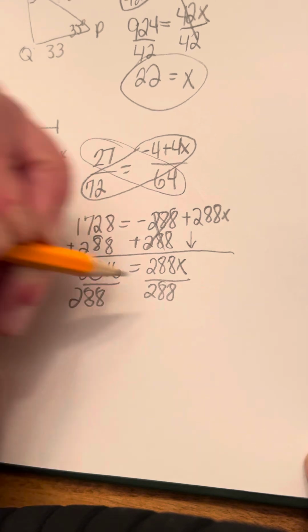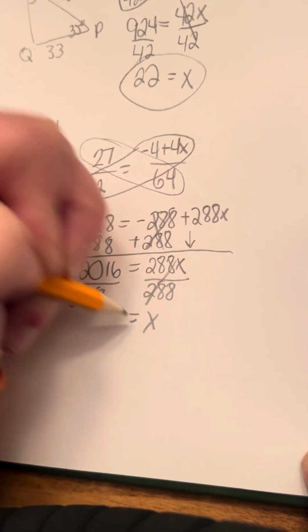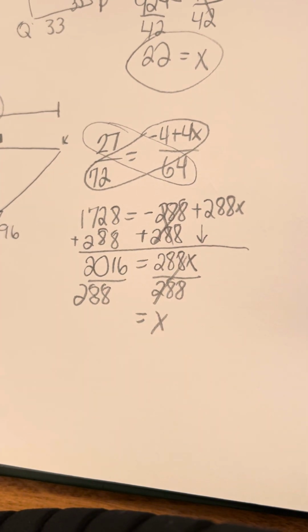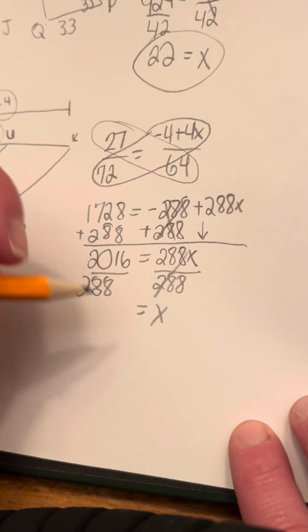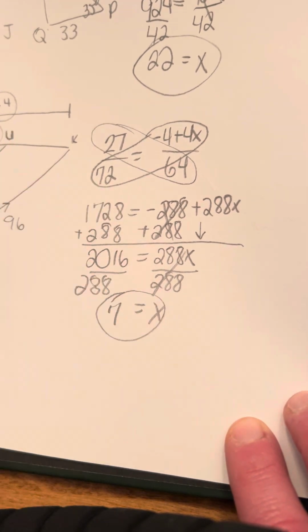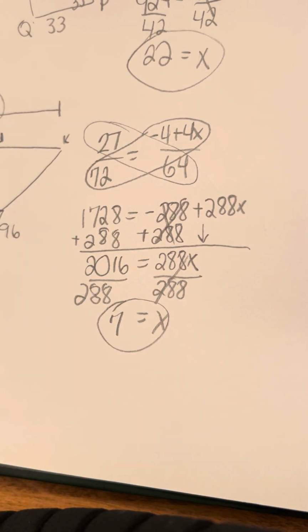Those 288s are going to cancel, leaving me with just the x. And then we're just going to do 2016, and we're going to divide that by 288. And we get a nice, lovely, beautiful number of x equaling 7.